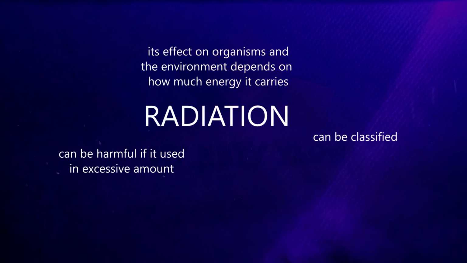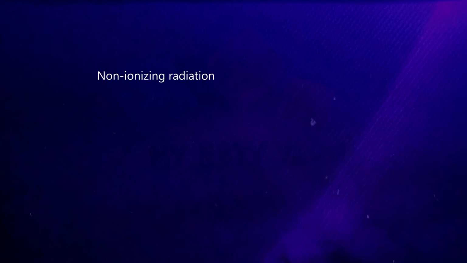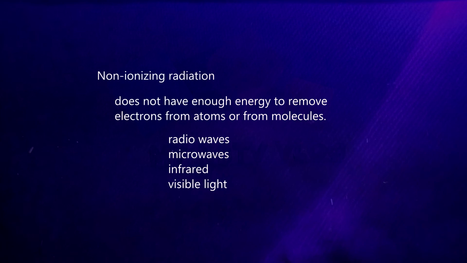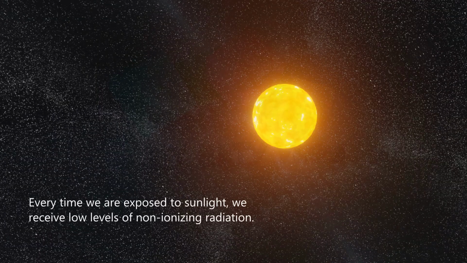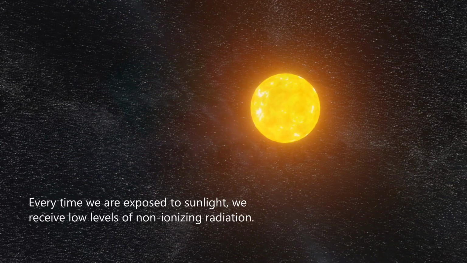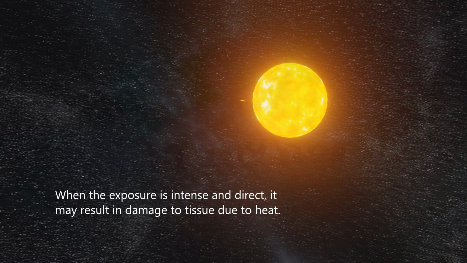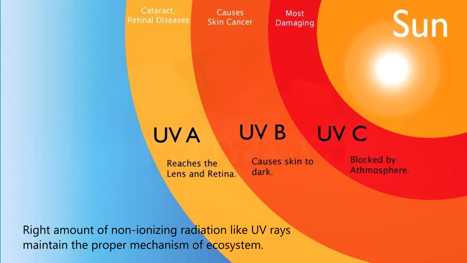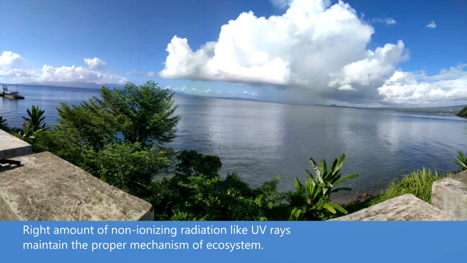Radiation can be classified as non-ionizing and ionizing radiation. Non-ionizing radiation does not have enough energy to remove electrons from atoms or from molecules. Examples of non-ionizing radiation are radio waves, microwaves, infrared, visible light, and UV rays. Every time we are exposed to sunlight, we receive low levels of non-ionizing radiation. However, when the exposure is intense and direct, it may result in damage to tissue due to heat. The right amount of non-ionizing radiation like UV rays maintains the proper mechanism of the ecosystem.